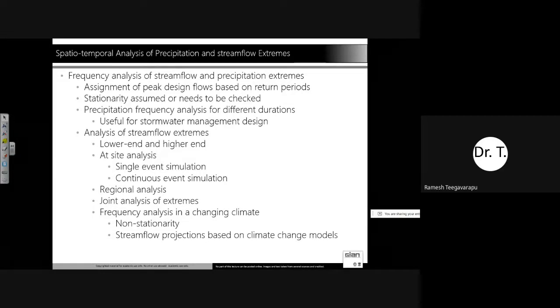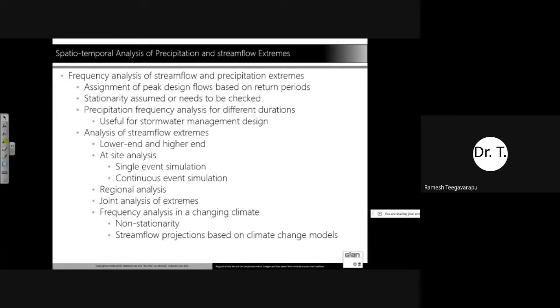Now, pooling the data has one advantage. You are having more sample points for your frequency analysis. Therefore, your design flood estimates or design precipitation extremes can be derived more accurately because your sample size increases. That increases the confidence in your data set. Of course, pooling has to be done very carefully, because if you don't check the homogeneity of the region or homogeneity of the records, you may be combining different data sets which come from different populations. So you have to be very careful when you pool the data.